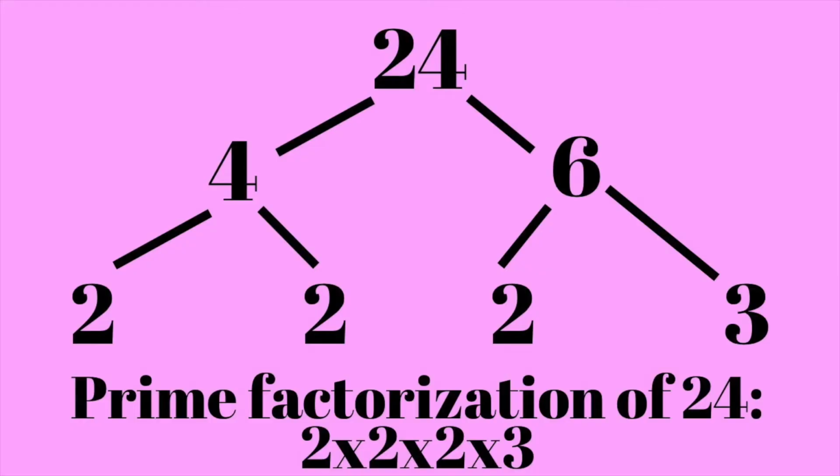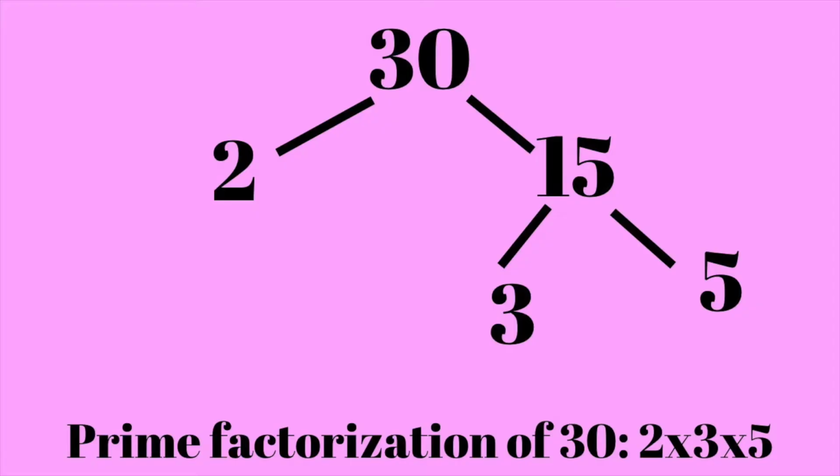Most of the time, prime factorization is done with trees like this. So if we're looking at, for example, the number 24, the prime factorization of 24, which is the combination of only prime numbers, is 2 times 2 times 2 times 3. And if we have 30, for example, that can be broken down into 2 times 3 times 5.